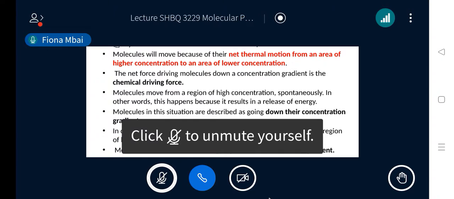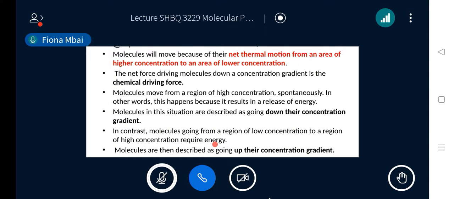In contrast, molecules which go from low concentration to high concentration require energy, like ATP. Molecules are then described as going up their concentration gradient. Are we clear on that point? Because we'll be talking about down gradients, up gradients, and all whatnot.